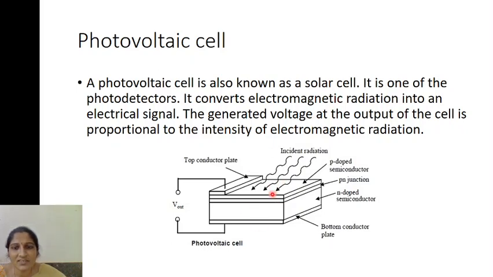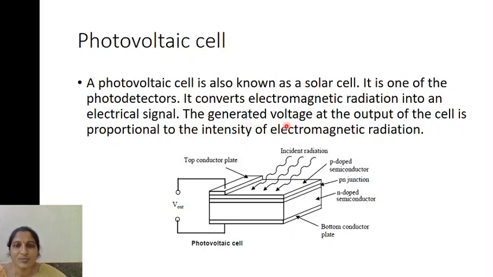This solar cell has a PN junction diode, that is a P semiconductor and an N semiconductor. In between these two semiconductors, the PN junction is formed, and from both the P and N semiconductors you can get the output voltage here. So this is one of the photo detectors. It converts electromagnetic radiation into an electrical signal.